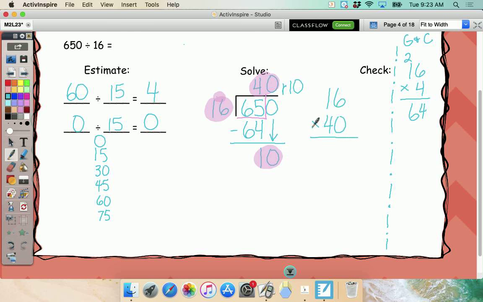Now, here's the nice thing about it. Look at the guess and check. This is why I like guess and check. Do I already know the answer to 16 times 4? Yeah. So how can I change this to make it add a 0? So I'm just going to write this. There's no point in doing turtle head on that. Then I add what? Add 10. My remainder.